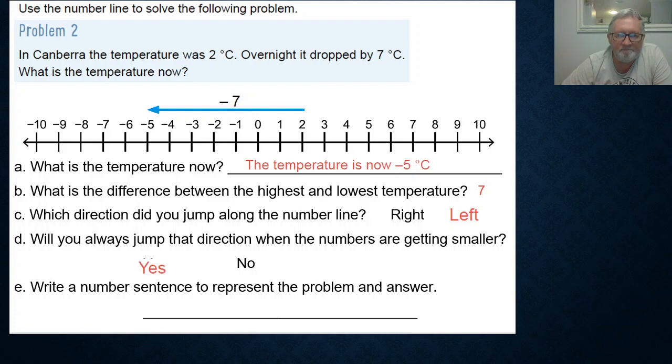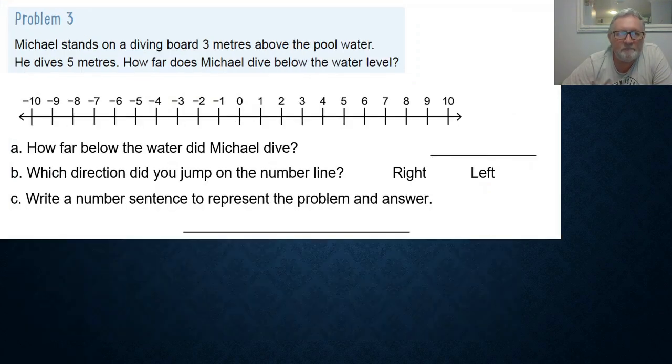Yes, we will. And the number sentence. This is the one I hope you very much get right. Remember where we start with? We started at 2. We took away 7. Now, if this number is bigger than the number we start with, we have to end up with a negative number. How did you go with that number sentence? I hope you got it right. Let's move on to question or problem number 3.